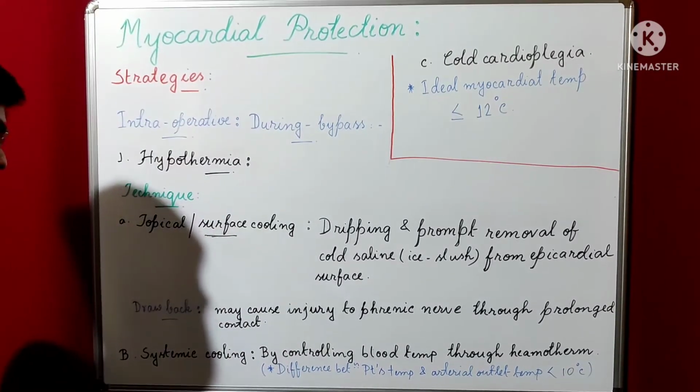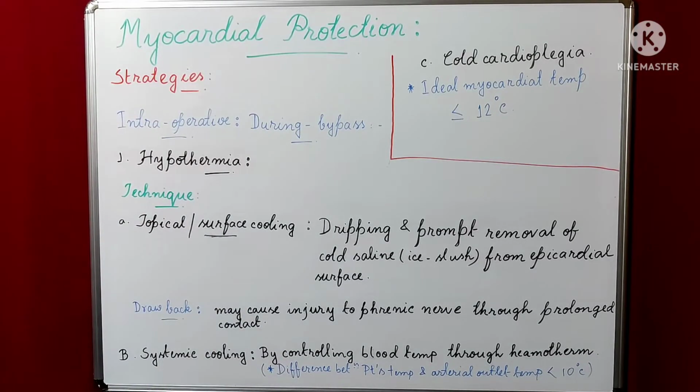The next technique is systemic cooling, which we usually perform by controlling the blood temperature through the hemotherm or the heater cooler unit. Here also, one very important thing to remember is that the difference between patient temperature and arterial outlet temperature should never be more than 10 degrees.